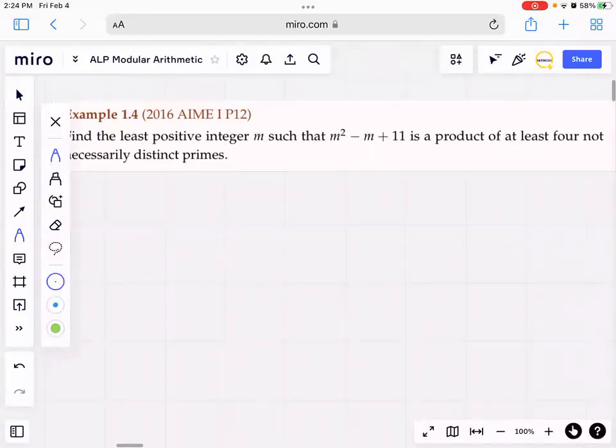So we're going to start with smaller primes. So note that we're going to use a lot of different mods in this problem. m squared minus m plus 11 is never even. This is true because if m is even, then m squared minus m will be an even minus an even, which is an even number, and then plus 11 will be odd.